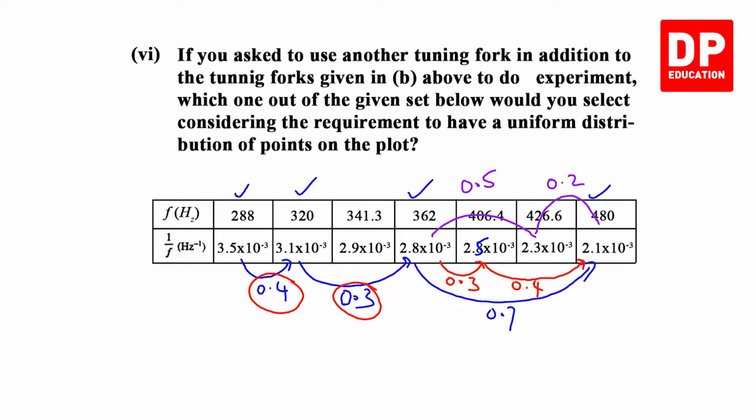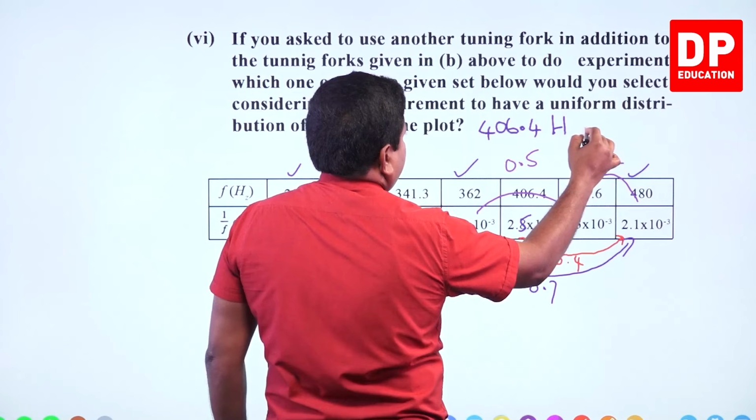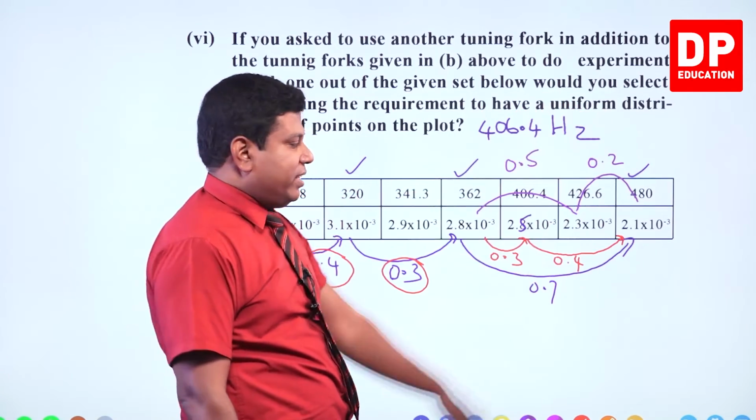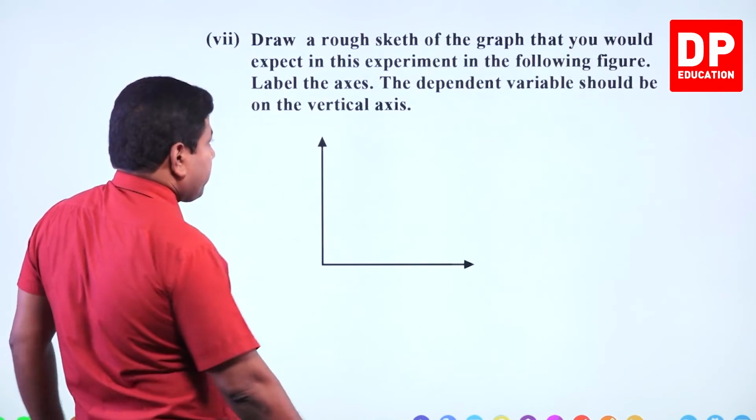Which one would you select? 406.4 Hertz. And they have clearly mentioned to have a uniform distribution. They have mentioned that. Next.